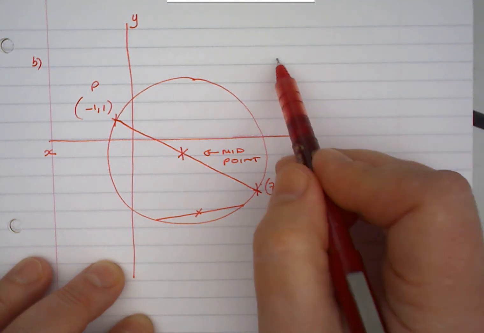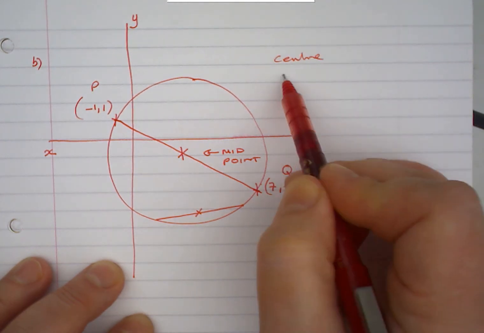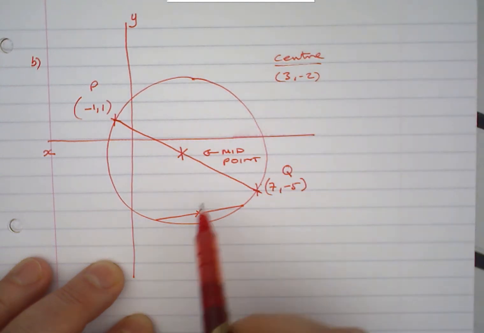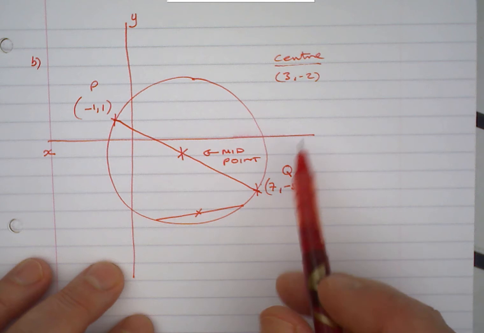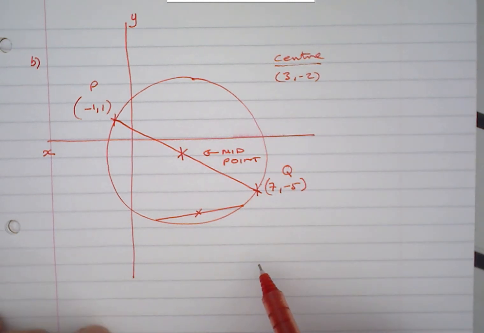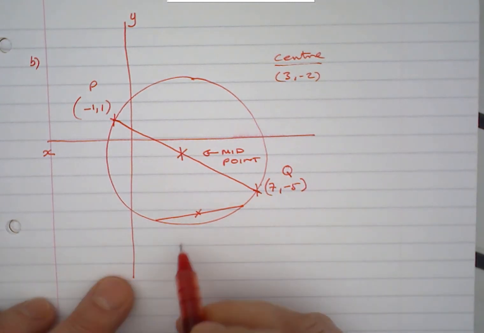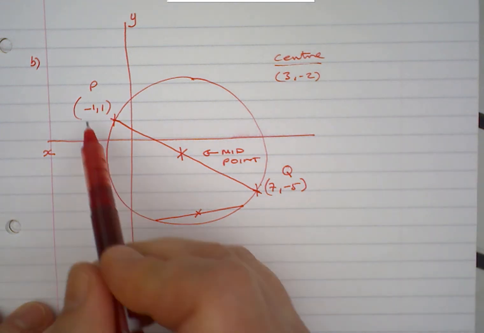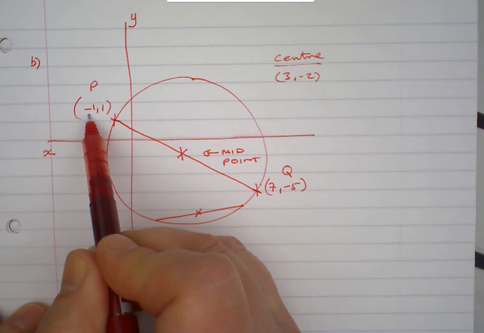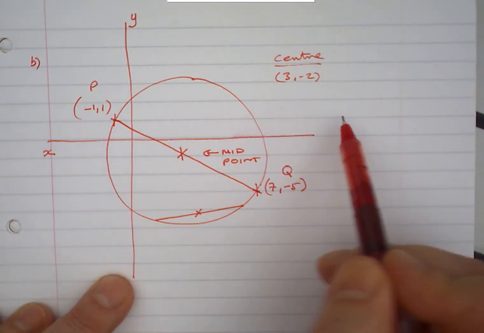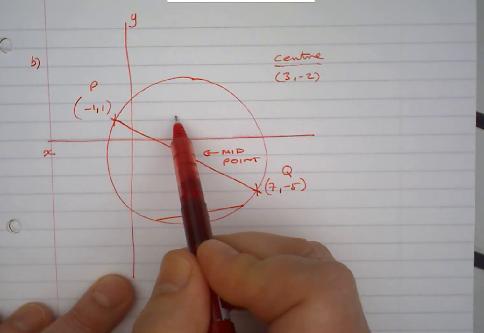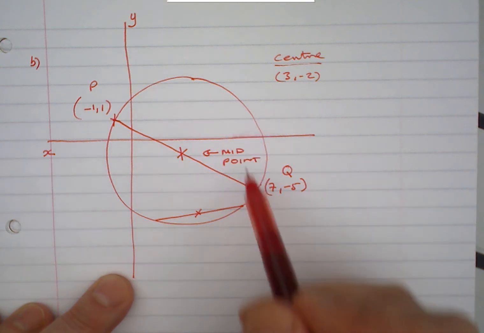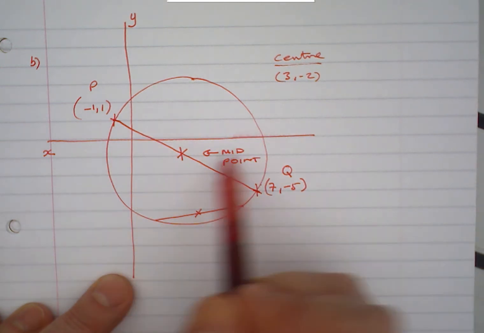Remember, in the previous question, we calculated that the centre was (3, -2). So what we're going to do is calculate the midpoint of PQ, and if it's the same as the centre of the circle, then we've proved that PQ is a diameter. So let's do that. First of all, we can just do it commonsensically. If I'm travelling from left to right, from -1 to 7, I must have travelled 8 across. So if I travel halfway, that would take me to 3. And if I've gone from 1 above sea level to -5 below, I've gone 6 down, and that would mean travelling 3 down, which would take me to -2.